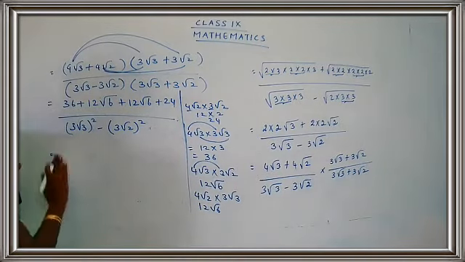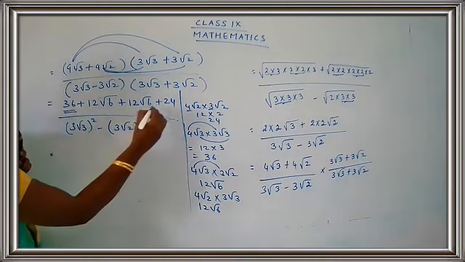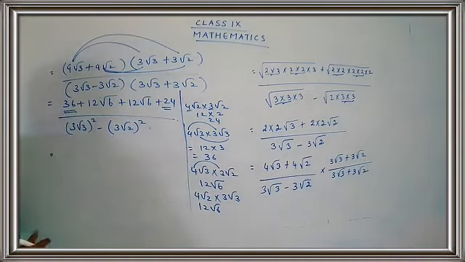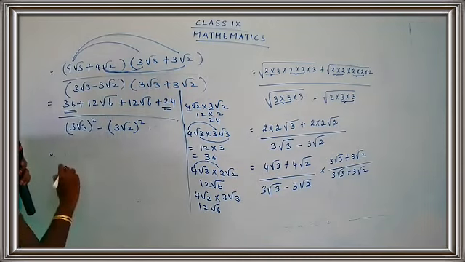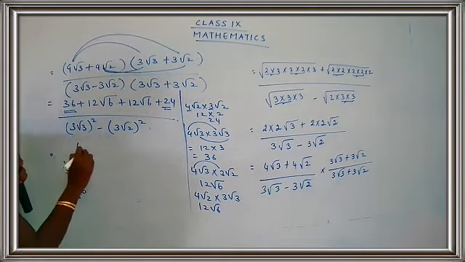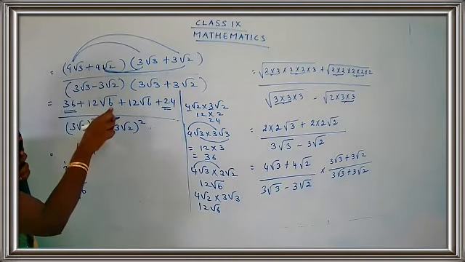So this is 36 plus 24. Let me add the numbers first. 36 plus 24. What is 36 plus 24? 36 plus 24 gives 60. I get 60 plus 12 root 6 plus 12 root 6.